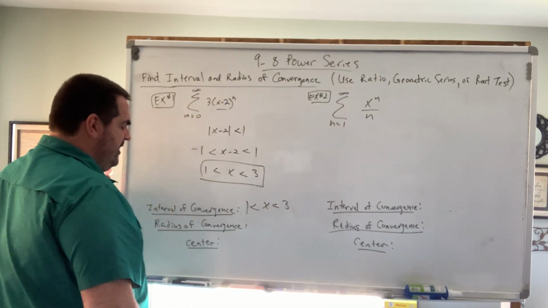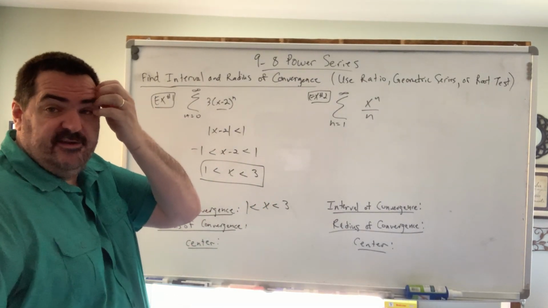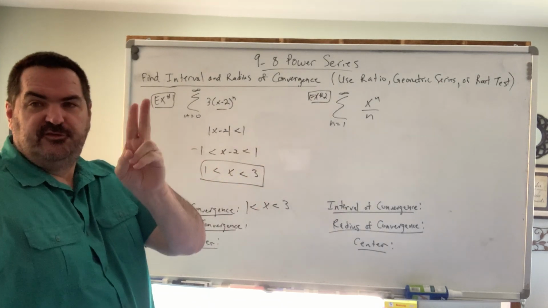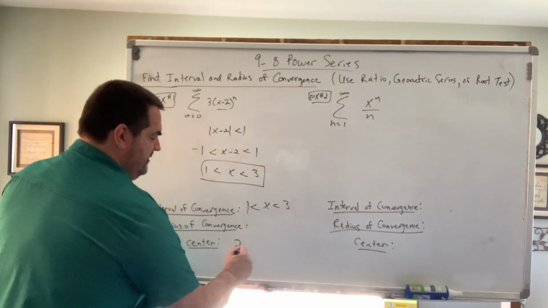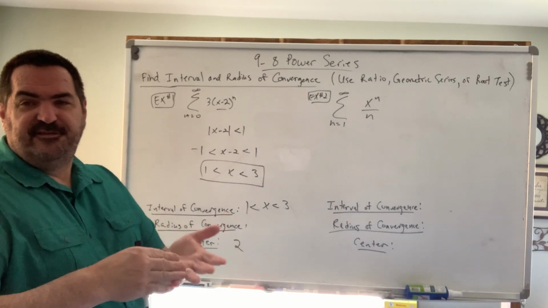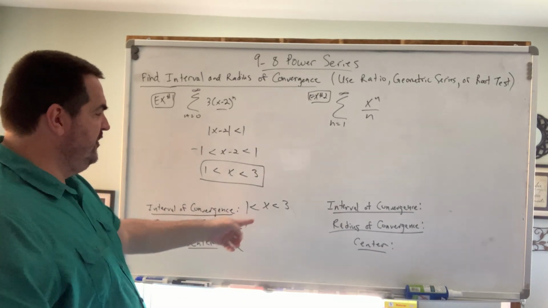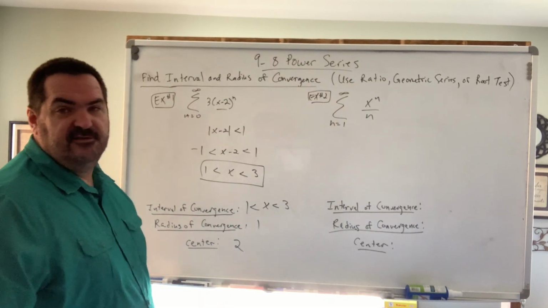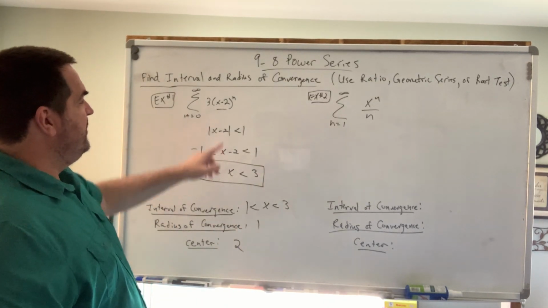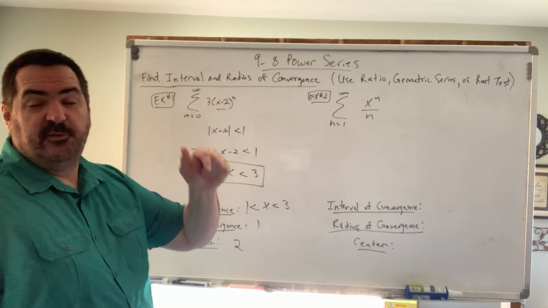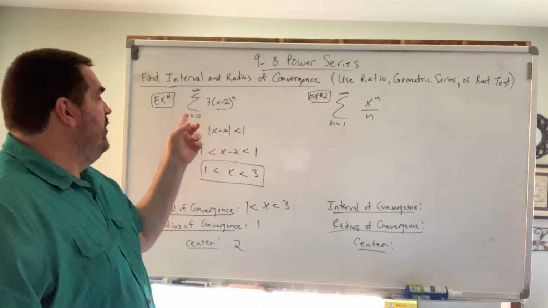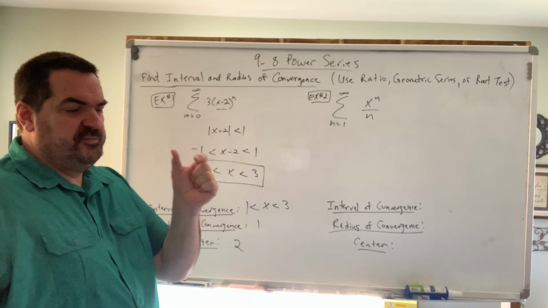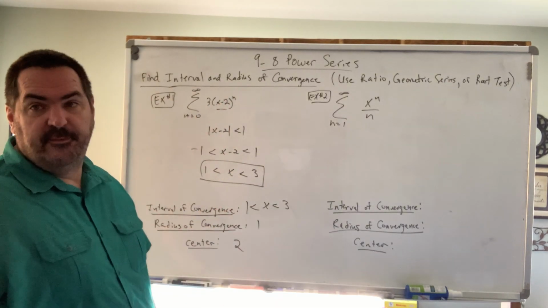Now, what would the radius be, and what's the center? The center would be right in the middle. Well, what's halfway between 1 and 3? 2 is the center. And the radius is the distance from the center out. So if the center is 2, how far is it from each end? 1. That's how easy it is to find the radius of convergence. Now, whatever x is subtracting, we learned that from Taylor series, remember, that's your center. So with x minus 2, you can see the center right off the bat.